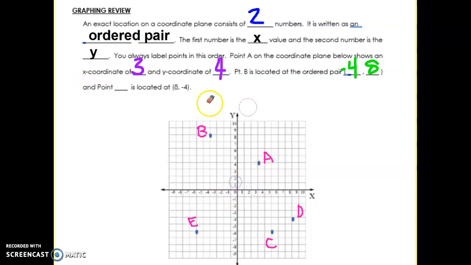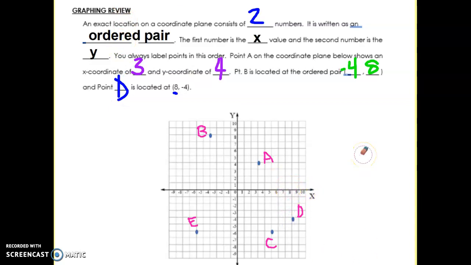All right, taking a look, it says what point is located at 8, -4? We already did A, it's not A. We already did B, it's not B. So which one of these at the bottom would be at the location of 8, -4? Now remember, your 8 is your X value. So where is my positive 8 on the X? Right here. -4 means I go down: 1, 2, 3, 4. So D would be your answer. Point D is located at 8, -4.